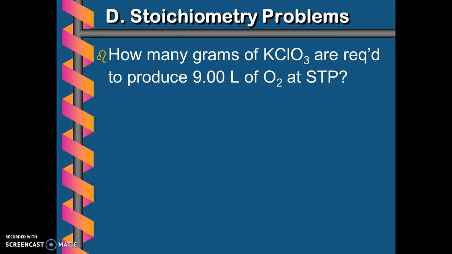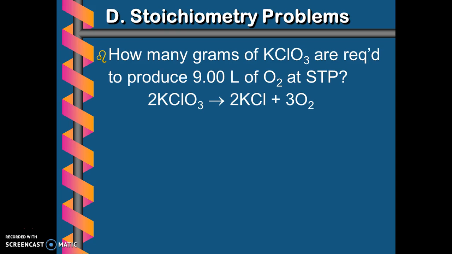We want to produce 9 liters of oxygen under conditions of standard temperature and pressure. And we're going to do that by decomposing potassium chlorate, KClO3. So we want to know how many grams of KClO3 we're going to have to decompose in order to produce 9 liters of oxygen.